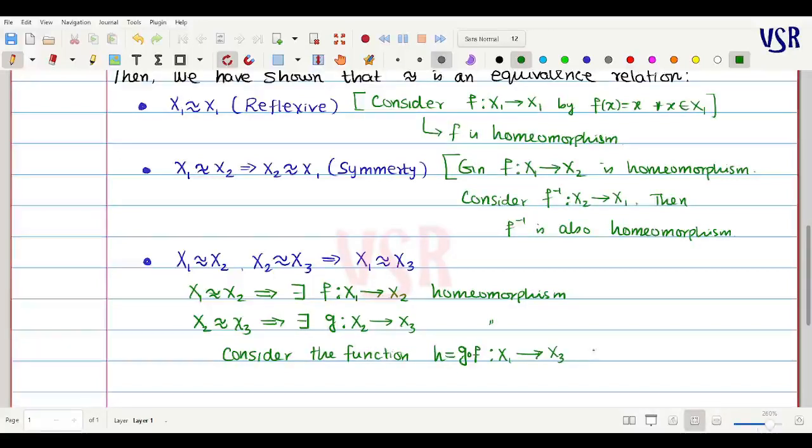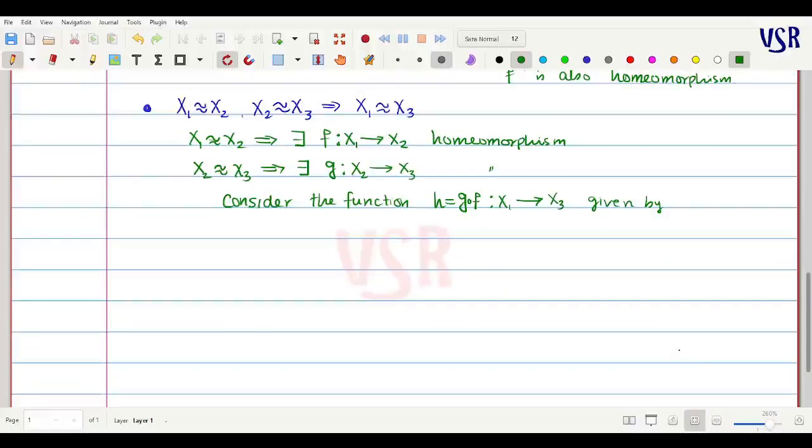It is given by h of x equals g of f of x for all x belongs to capital X1. So then h is continuous and bijective. Since f is bijective and g is bijective, therefore h is bijective. Okay, and bicontinuous.